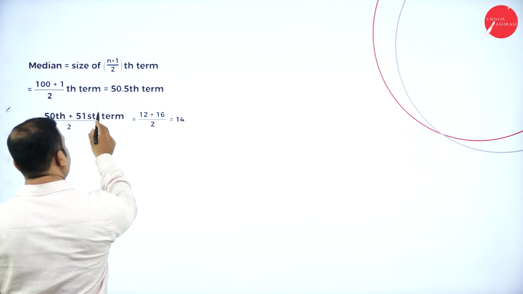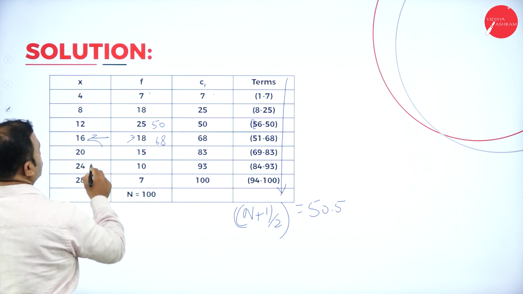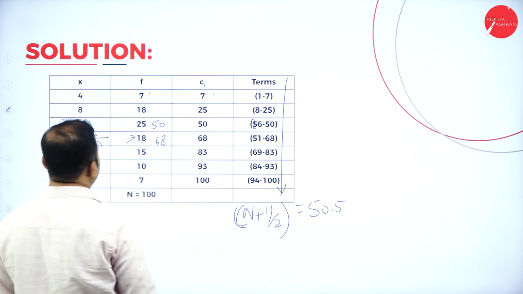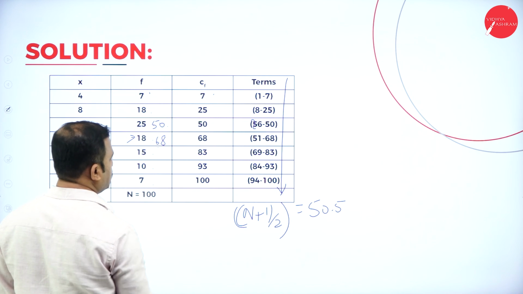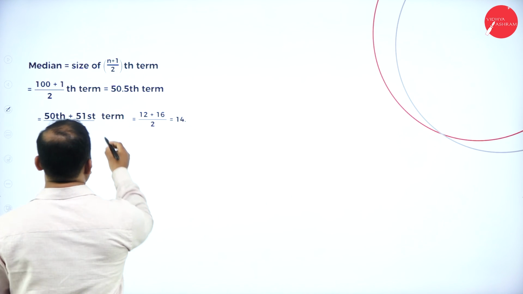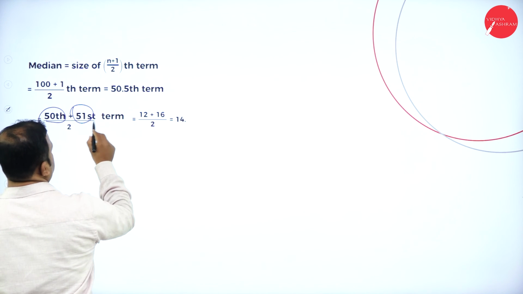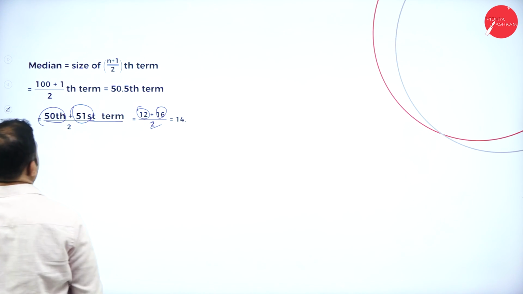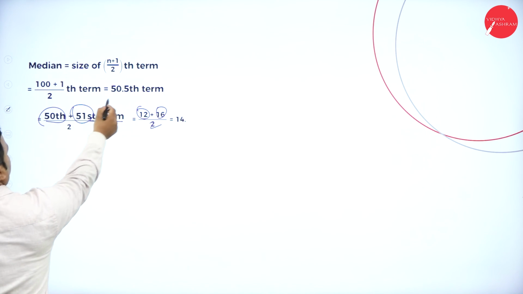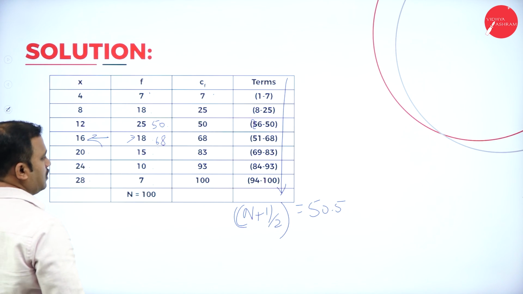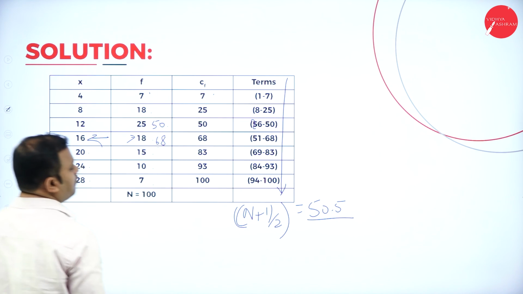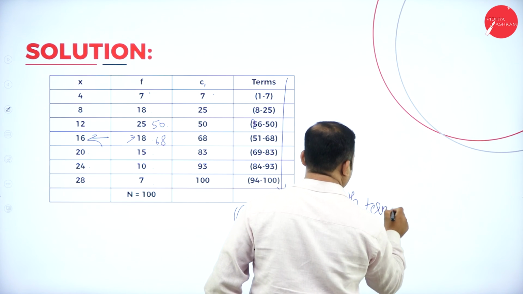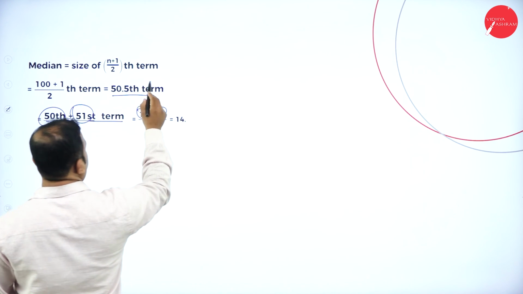For the 50th plus 51st term, we have 1, 2, 3, 4, 5, 6, 7. 7 items. Obviously, we'll get the term which is equal to the 51st term. We have the value which is equal to the 50th term plus the 51st term by 2, that is 12 plus 16 by 2. We have the value which is equal to 14. 100 plus 1 is equal to 50.5. That is, if you look at this, you will see that 50.5th term.